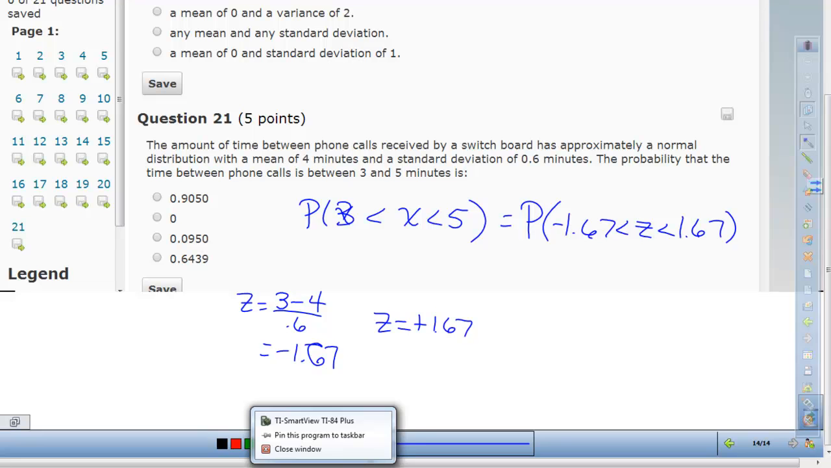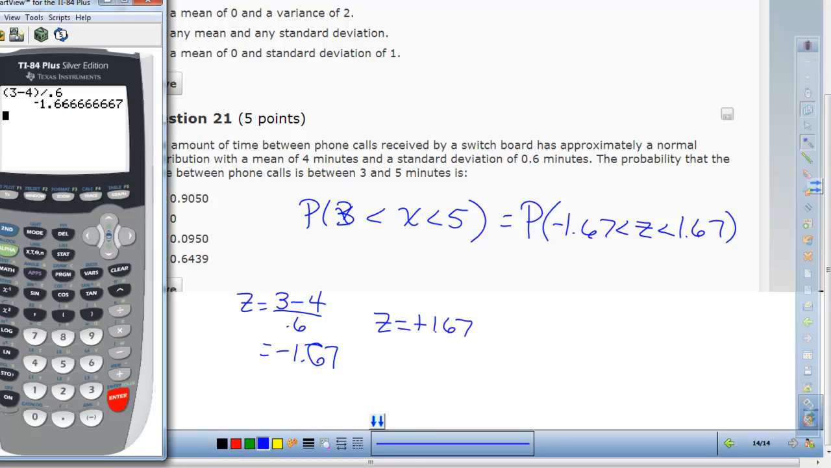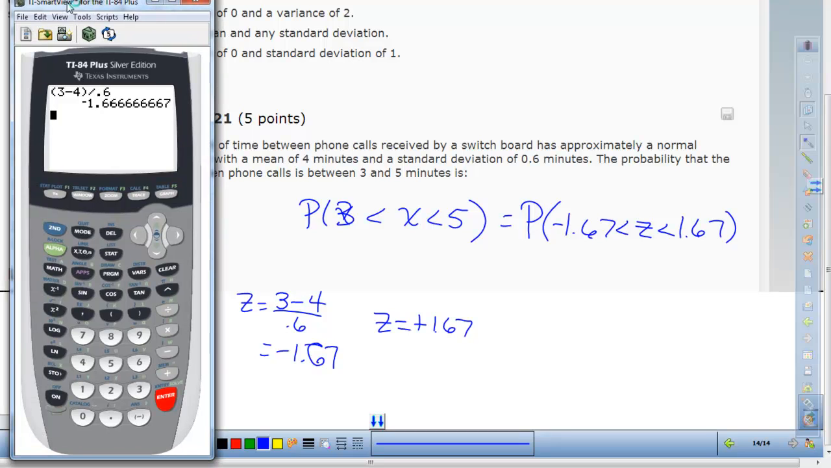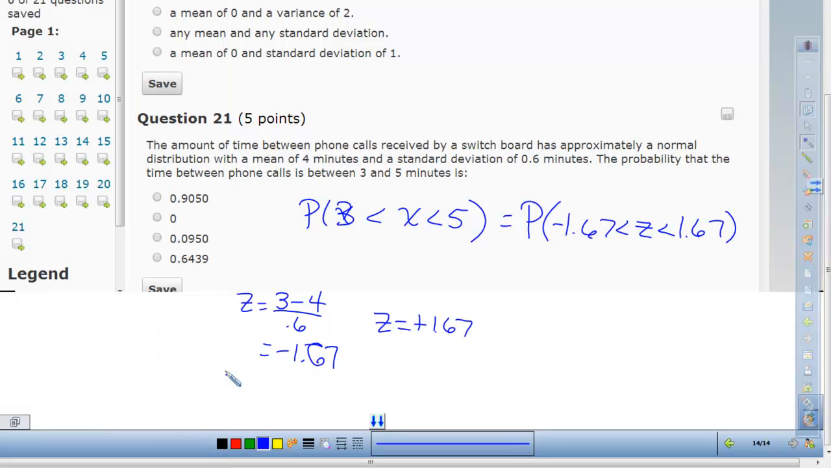And so I can use my calculator. We're going to do second vars, normal CDF, minus 1.67 to positive 1.67. I've got 0.9051. Okay, 0.9051 or 50. We'll take that.